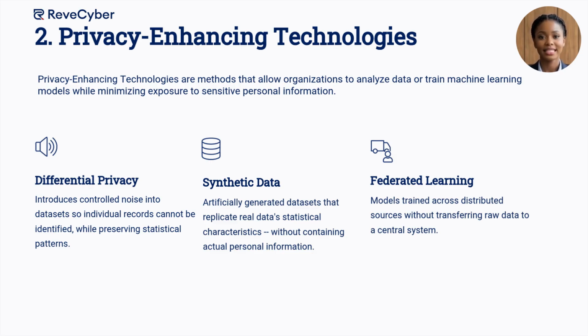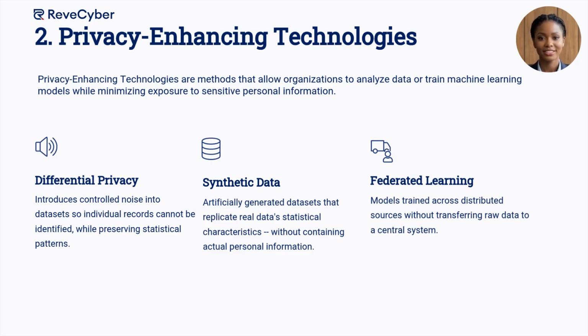One example of a PET is differential privacy. Differential privacy works by introducing carefully controlled statistical noise into a dataset, or into the results of a query. This makes it extremely difficult to identify information about any specific individual, while still preserving the overall patterns in the data that the model needs to learn from.